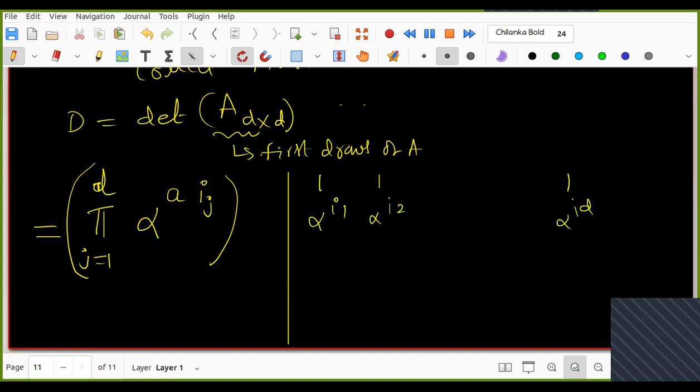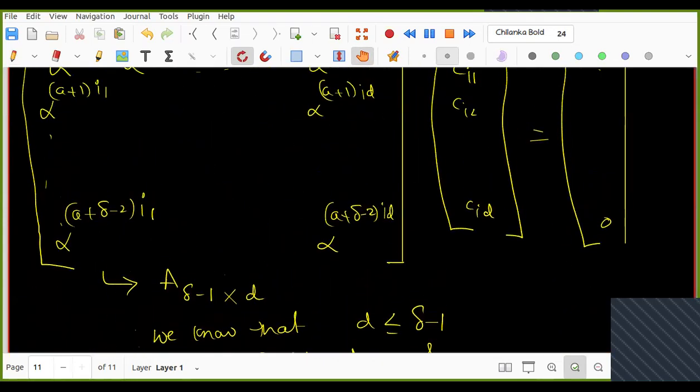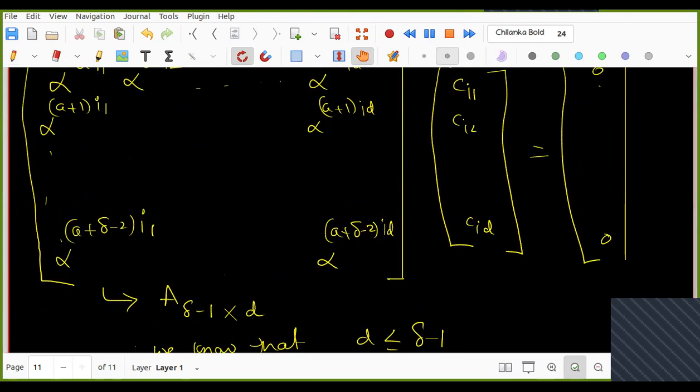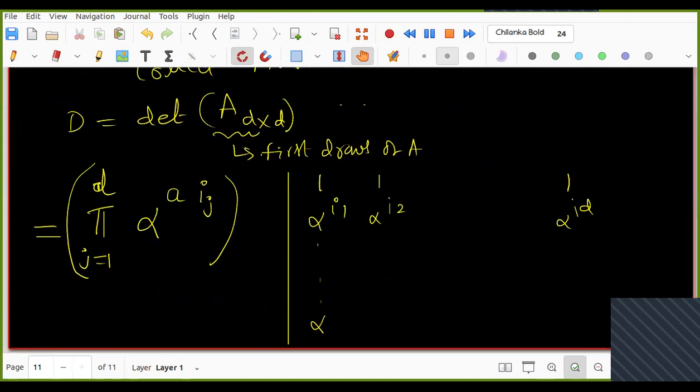So like that, what is the last one? Alpha power delta minus 2? No. Be careful here that I'm not going up to delta minus 2, right? I'm stopping somewhere in the middle because I'm only going up to the D cross D matrix. So it is D minus 1, right? It is easy, starting from 1. So alpha power D minus 1 into I1, like that alpha power D minus 1 into ID. Is it okay?